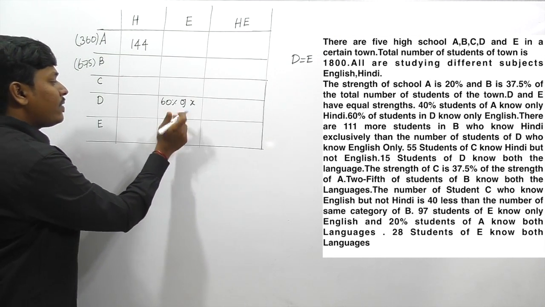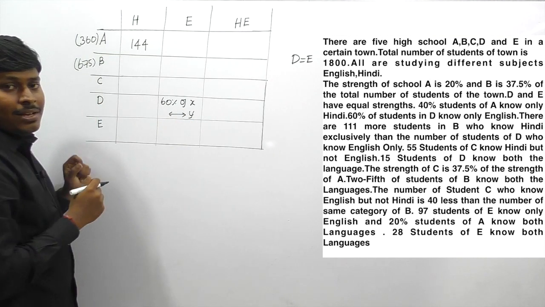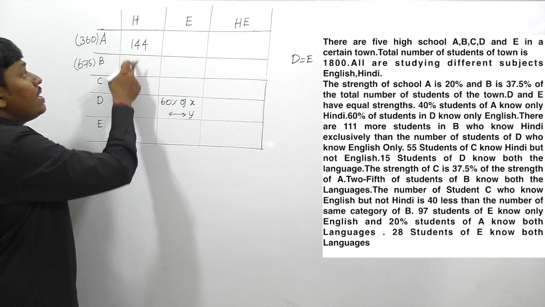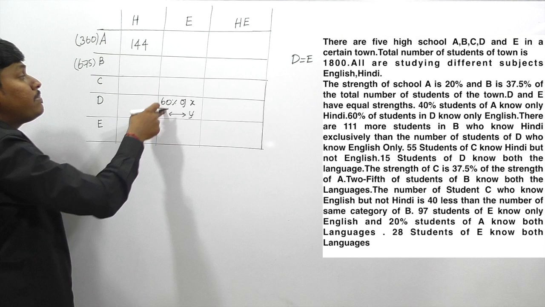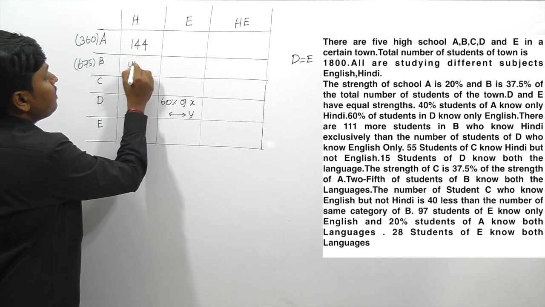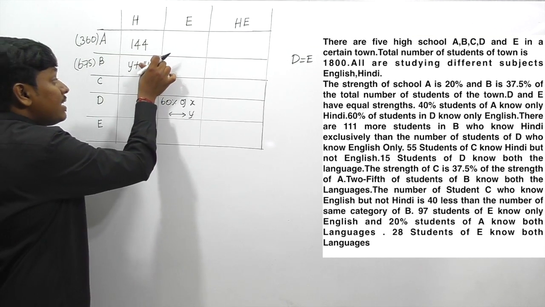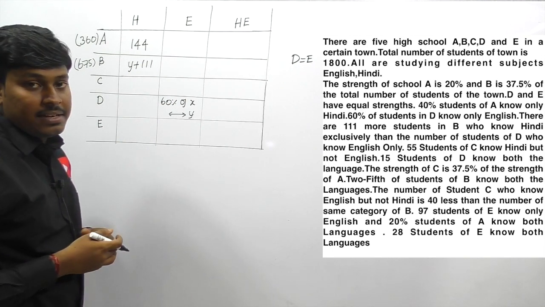So let me do one thing, friends. Let me assume that the answer that we are going to get is Y. We don't know how many students are going to study only English, but they are saying that this B, only Hindi, should be 111 more when compared to this region. That is the persons who are studying only English in D. So I can say Y plus 111. So friends, clear on the point, right? There are 111 students more when compared to D, that is only English.